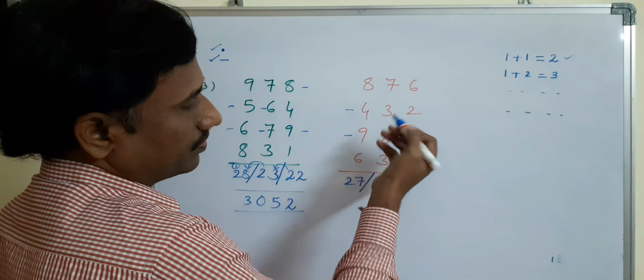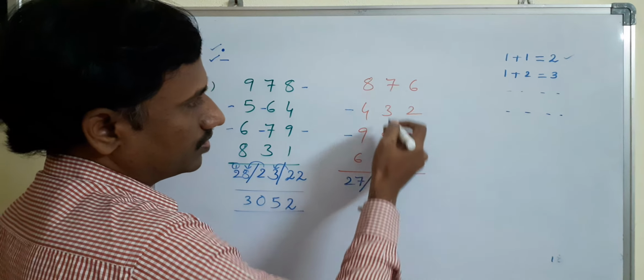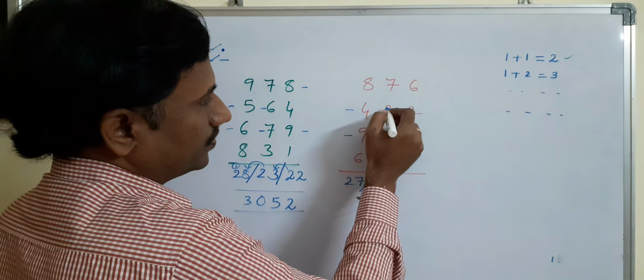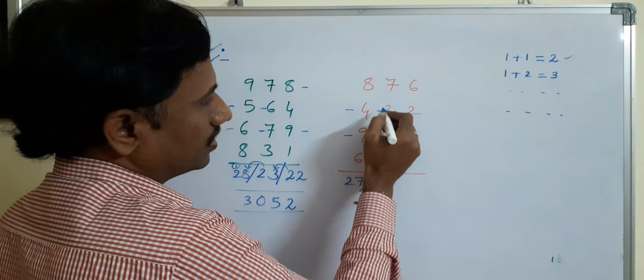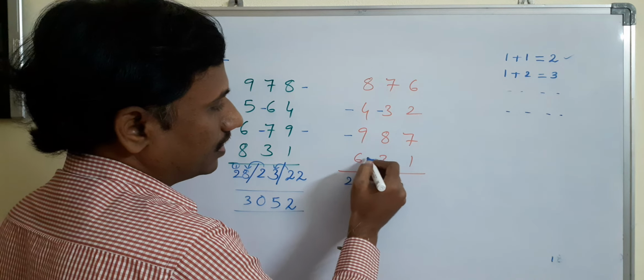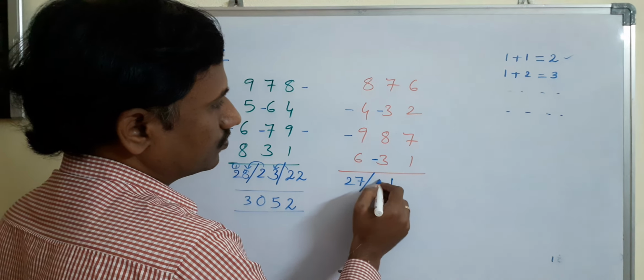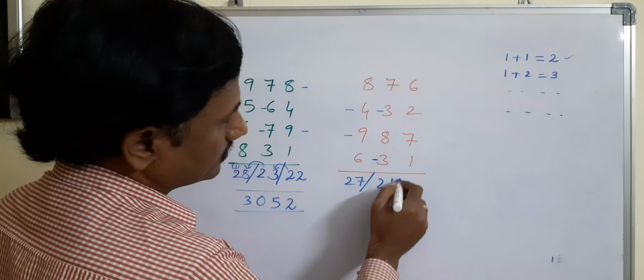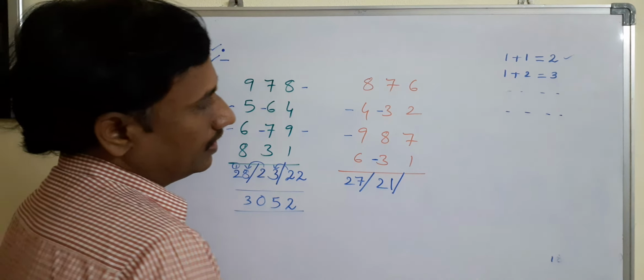3 plus 8. Otherwise you can start from top. Anyway you can take top to bottom or bottom to top. That is your choice. 7 plus 3, 10. 10 means 0 bar. 0 plus 8, 8. 8 plus 3, 11. 11 means bar 1. How many bars? 2 bars. Next, after that slash. Next.